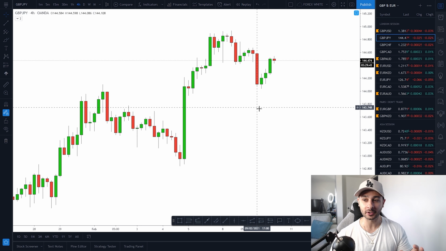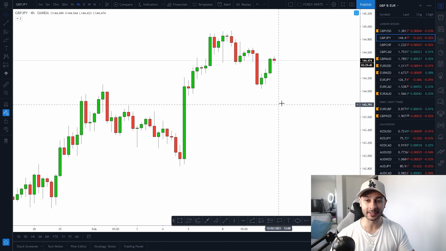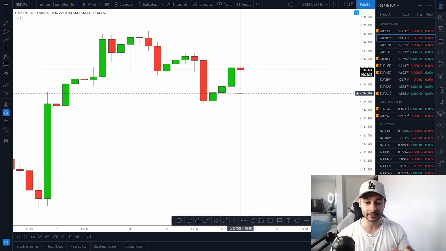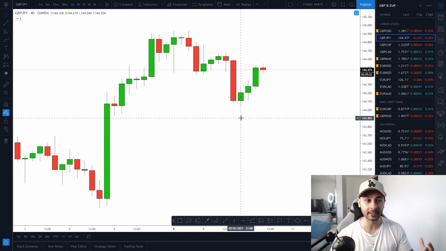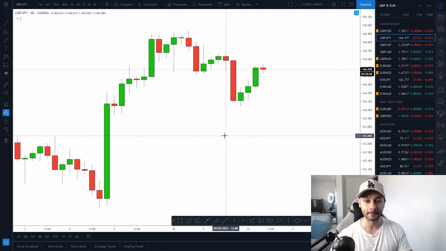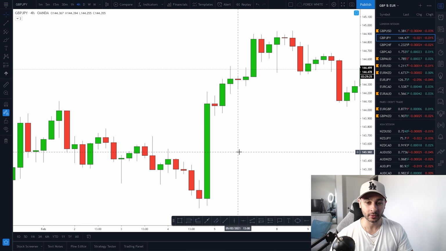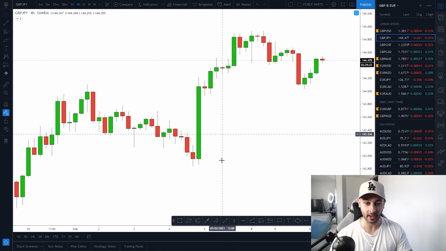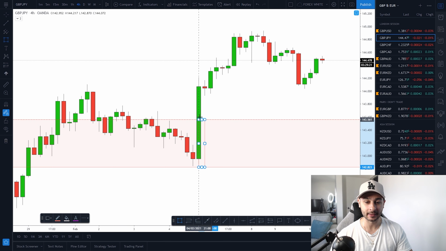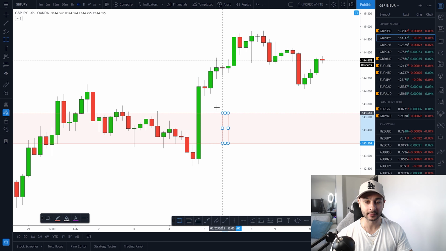So I'm going to focus on GBP JPY, the most recent data. This candle is currently printing. Today's the 10th of February 2021, and let's see what we can do. I'm looking at GBP JPY on the 4-hour chart, and the first bar that sticks out to me is this bar over here.